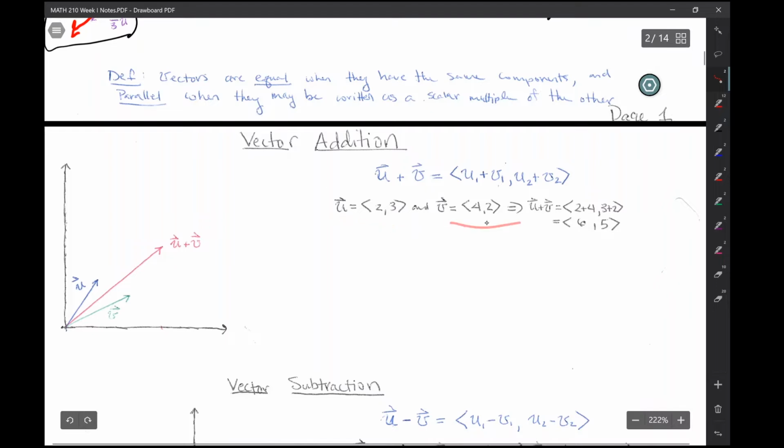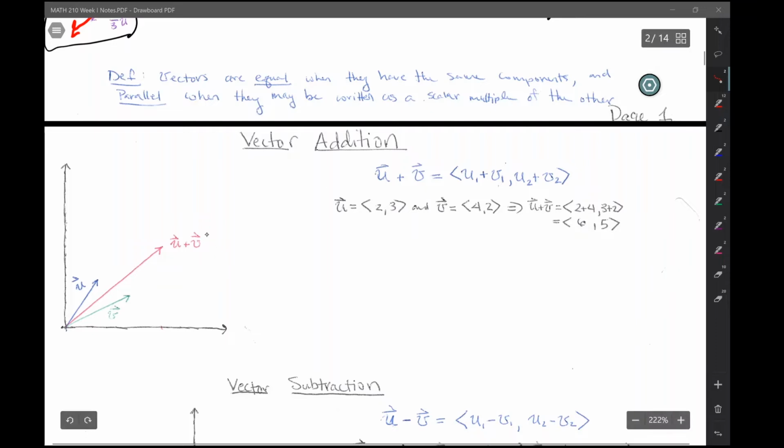So take a look at u and v over here. U is the vector with x component 2 and y component 3, and v is the vector with x component 4 and y component 2. Well, u plus v will be 2 plus 4 because we added the x components there. So this 2 came from here and this 4 came from here. And so we get a new vector with x component 6, 2 plus 4. And the y component, you take that 3 and the y component of v is 2, and you add the y components together. And so u plus v is the vector 6, 5.